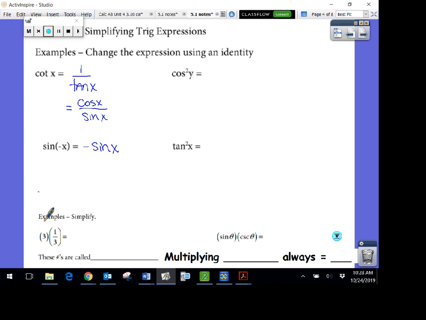All right, cosine squared y. We could use our ratio ID and make that 1 over secant squared y. Might be helpful.